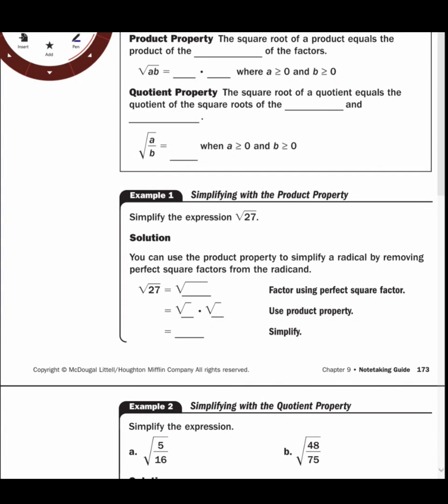Okay guys, we're back with 9.2. So we only have one vocab this time, thankfully.